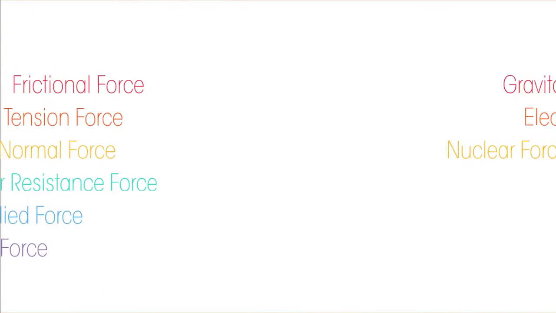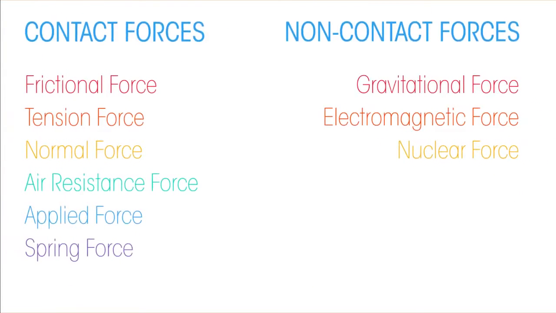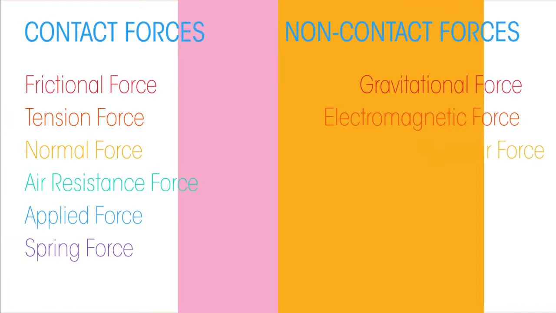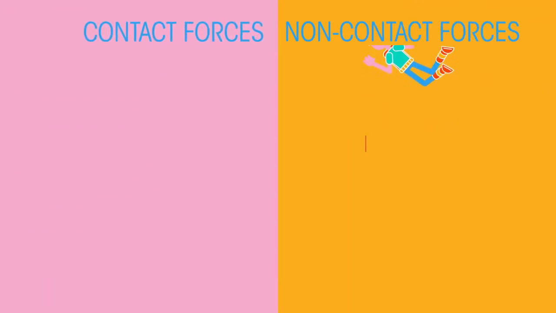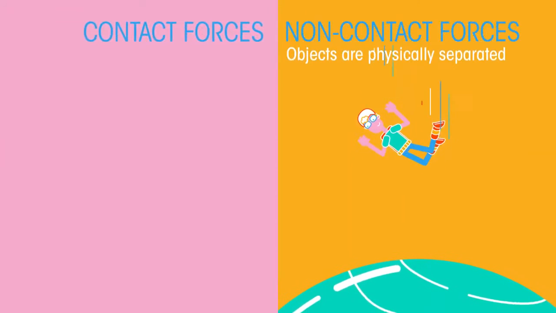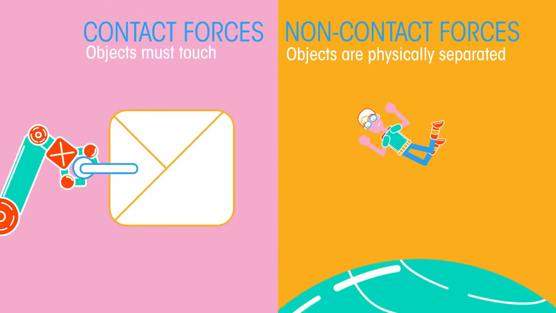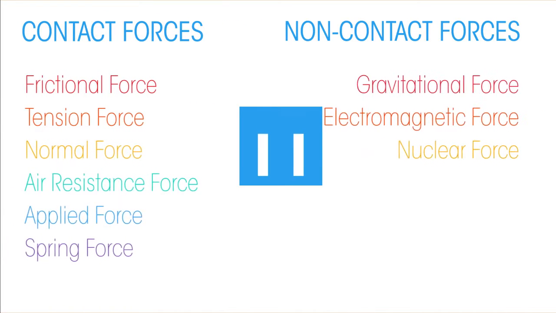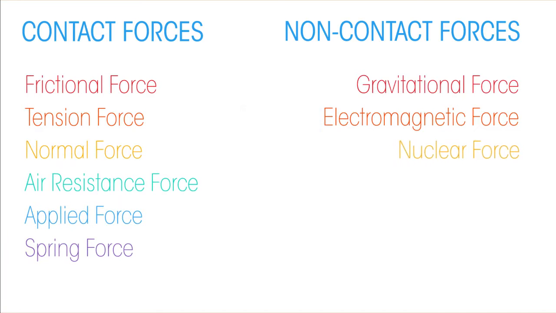Forces can be sorted into two groups, contact and non-contact forces. So what's the difference? A non-contact force acts against objects that are physically separated, whereas contact forces need to touch. Pause the video for a moment and think about the list of contact forces. Can you think of examples of each of these?